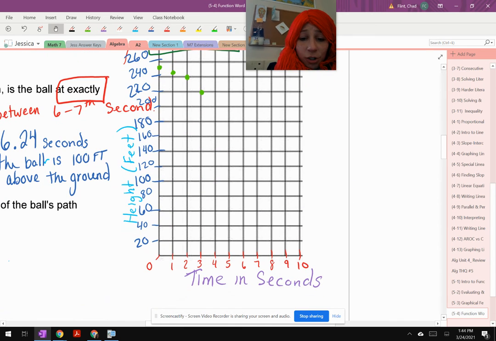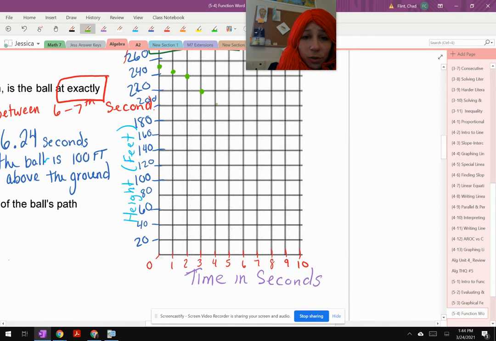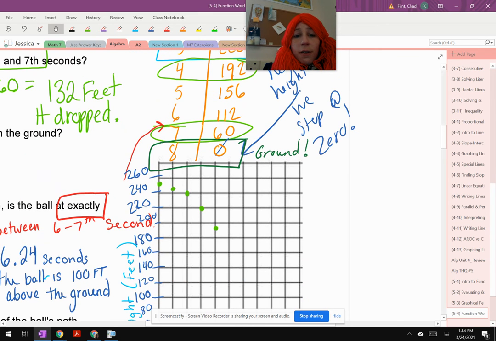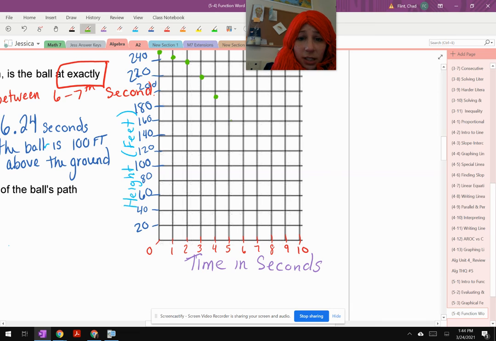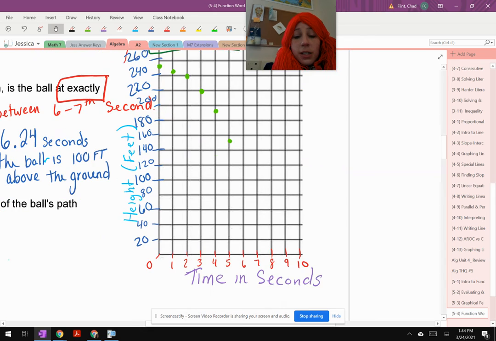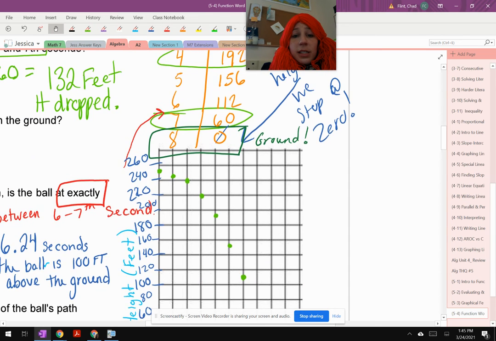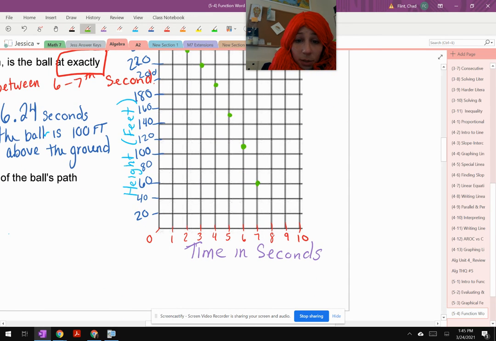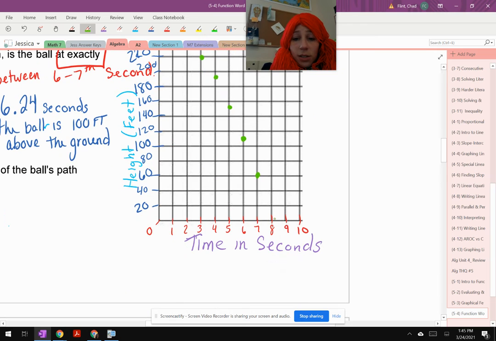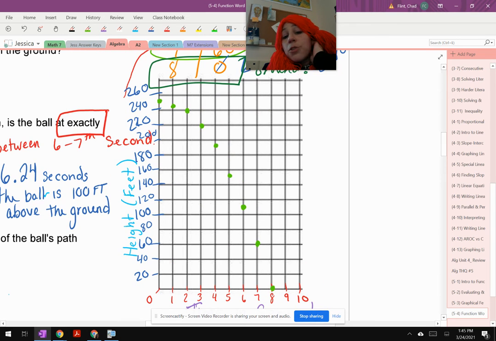4 is 192, so that's 200 here, so 192 would be like there. 5 is 156, so that's 60, so 56 would be about there. 6 is 112, which would be about there. 7 is 60, that'll be a nice easy one to plot. And 8 is 0. And so remember, when you're doing this, you don't want it to be chunky, you want it to be nice and smooth and curvy.